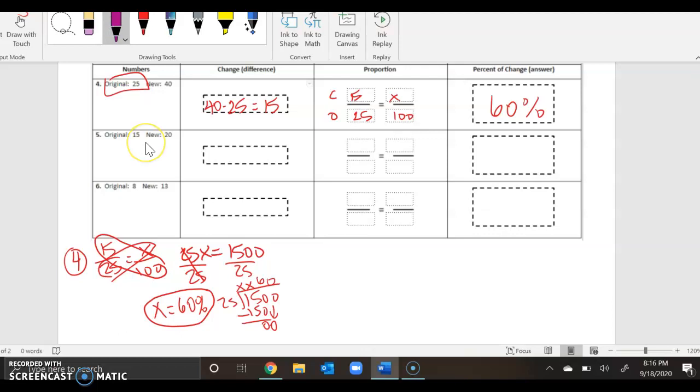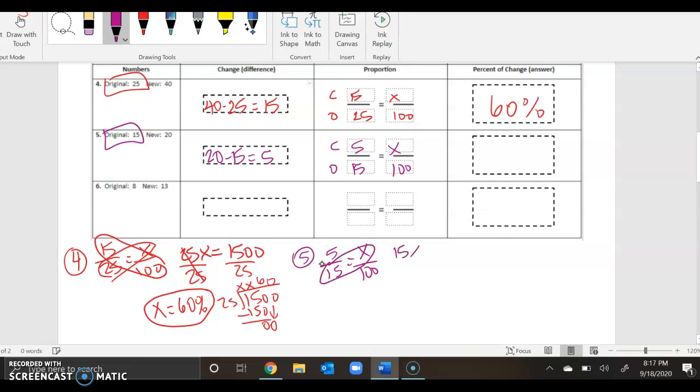Okay, our next example, original 15, 20. So first step, we want to subtract. 20 minus 15 is 5. Change over original. Okay, original is 15. x over 100. Okay, cross multiply, 15 times x, 100 times 5. Divide both sides by 15.